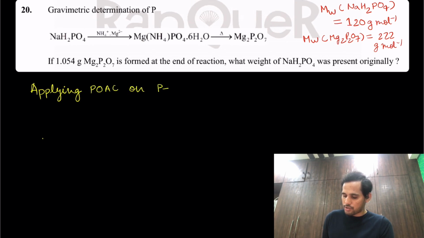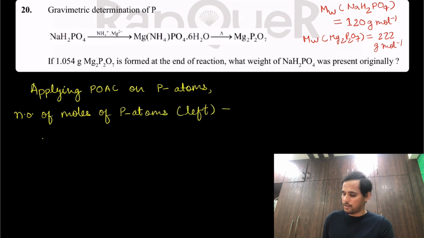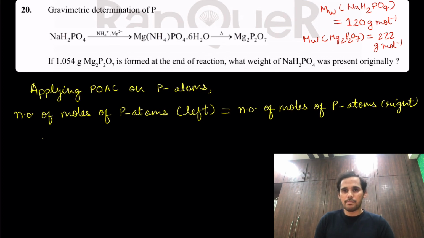So let us start the solution and let us apply POAC on phosphorus atoms. And we know the statement. What is the statement? It is the number of moles of phosphorus atoms on the left hand side, here I will say extreme left hand side, is equal to number of moles of phosphorus atoms on the right hand side, that is extreme right. Now again we have to ask a very simple question to ourselves, that on the left hand side, where is phosphorus? On the left hand side, phosphorus is there in NaH2PO4.